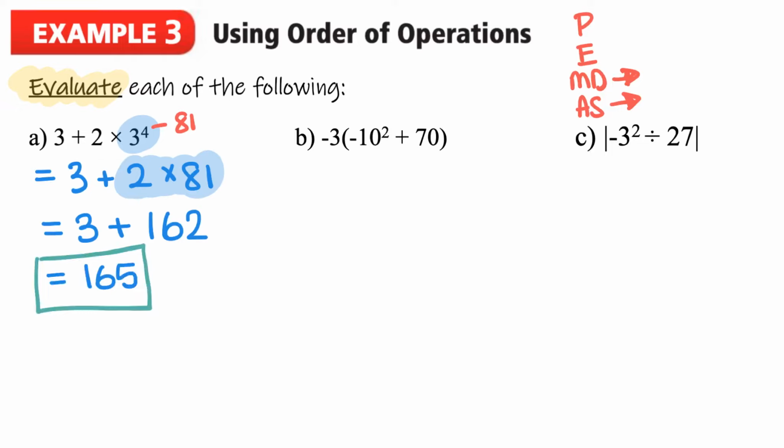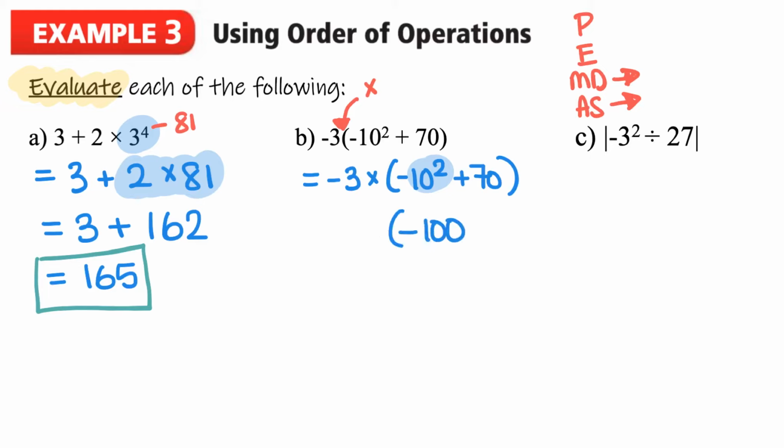For letter B, remember when we have a number in front of a parentheses, that means that there's that invisible multiplication sign that we don't see. So it's like really saying negative 3 times, in parentheses, negative 10 squared plus 70, and then we're going to have to do exponents first. Now, if we look at this, it's negative 10 squared, but that negative 10 is not in parentheses. So we're going to do 10 squared, which is 100, and then that negative in front. So we have negative 100.